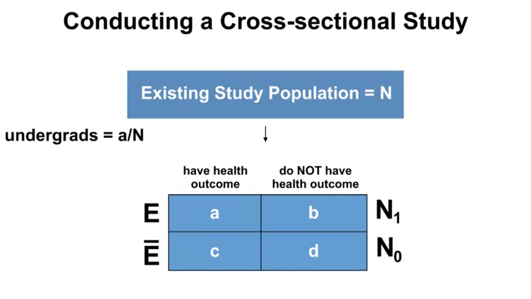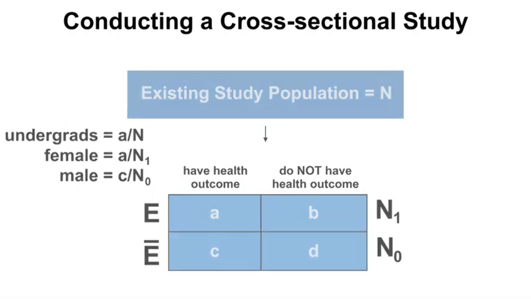The prevalence of type 1 diabetes in female undergrads is A divided by N1, and the prevalence in male undergrads is C over N0. In comparing females and males, one sex is considered exposed if there is some evidence from the literature of a difference in type 1 diabetes between sexes.